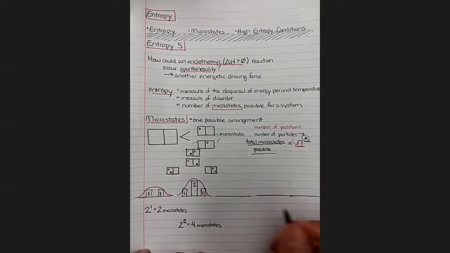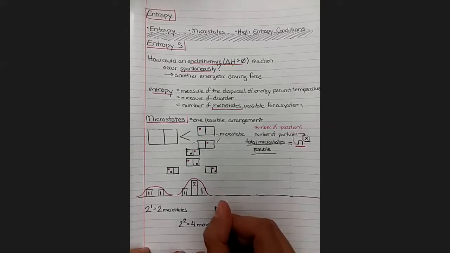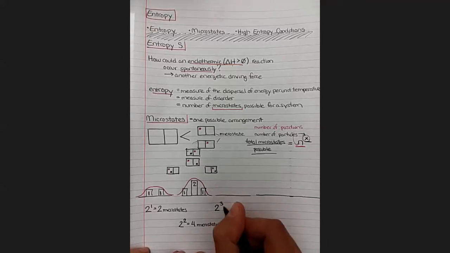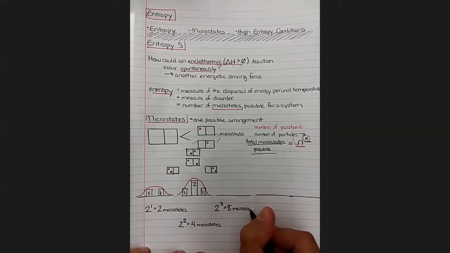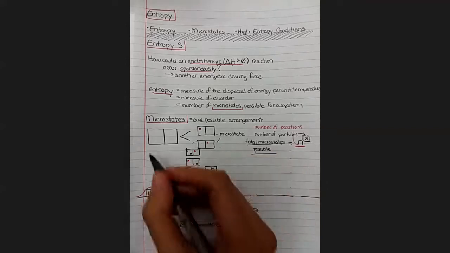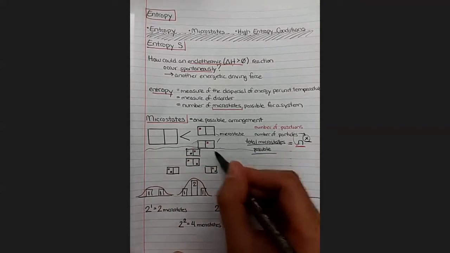So let's do another one. Let's do 3 particles. So we have 2 possible locations, left and right. We have 3 particles. So 2 times 2 times 2 is 8 microstates. So let's see if we can draw the pictures for those 8 microstates and not get them mixed up with our previous pictures here.